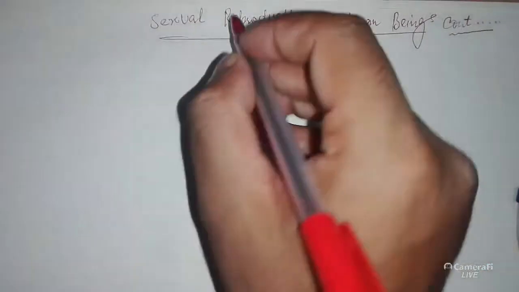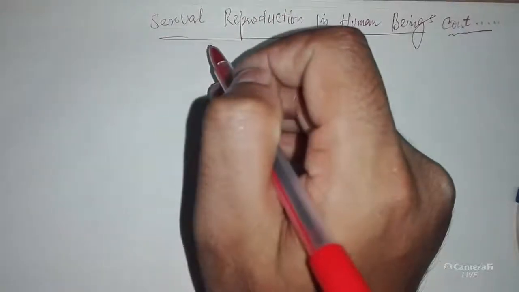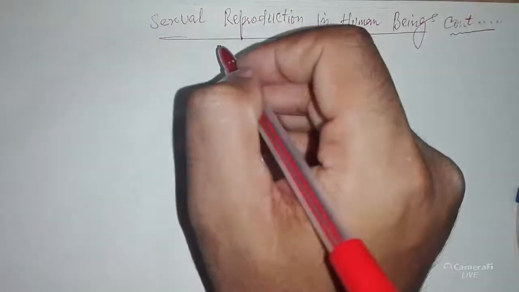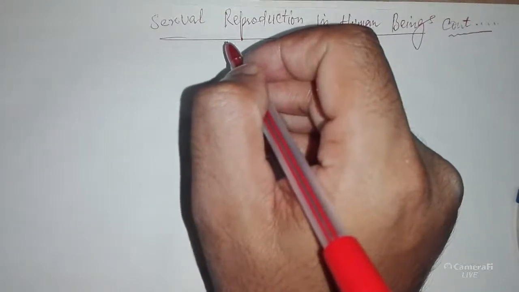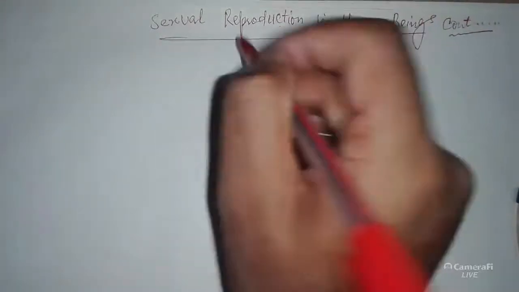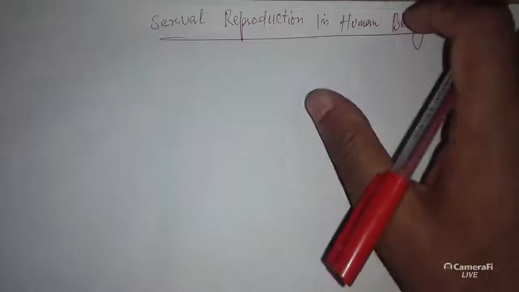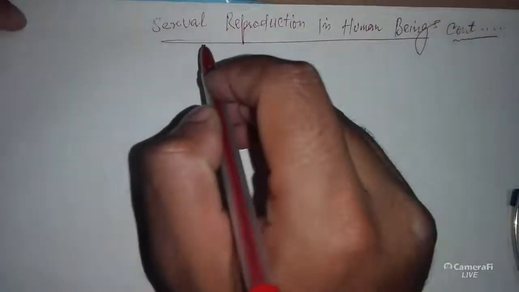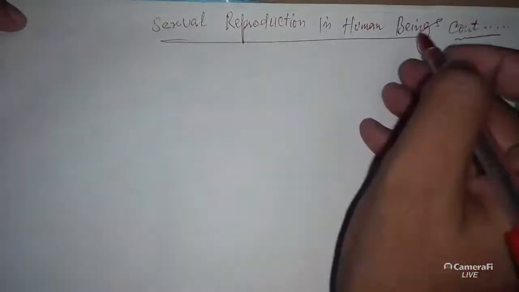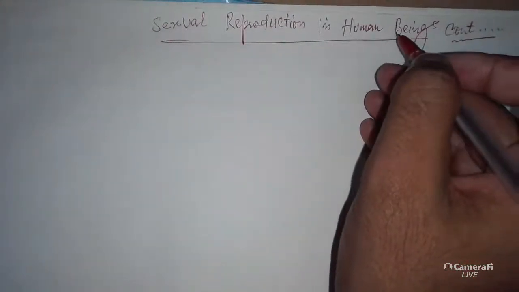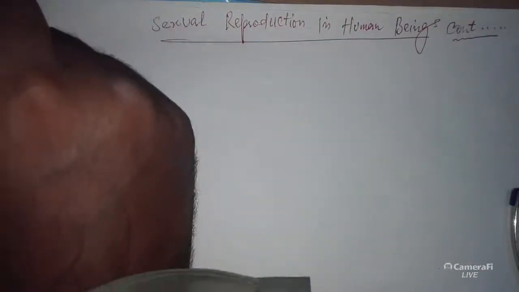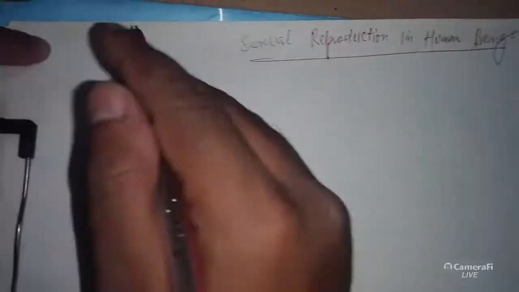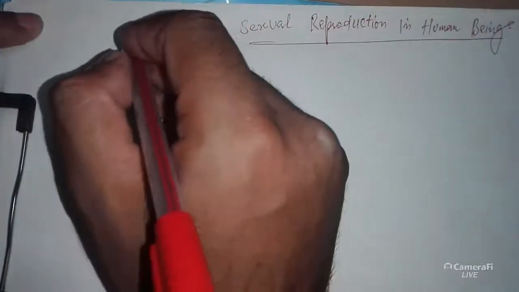Let us continue our topic, how do organisms reproduce. In this chapter we are at the last section now. Today we will continue with sexual reproduction in human beings. We are going to see some important things today. Let us continue with the first one, menstruation.